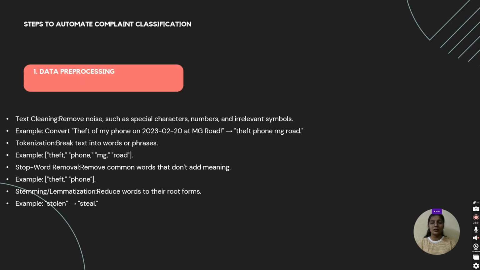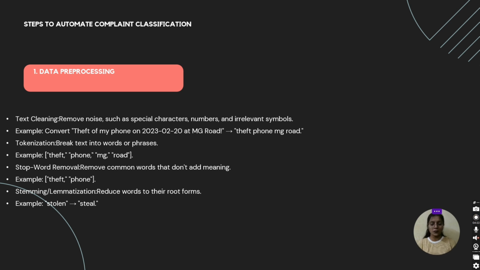Steps to automate complaints classification involves first is data preprocessing. Data cleaning: remove noise such as special characters, numbers and irrelevant symbols. For example, converting "theft of my phone on 2023 to 20 at MG Road" to "theft phone MG Road". Tokenization, breaking down into words or phrases. Example, theft, phone, MG and road. All these words are separated.